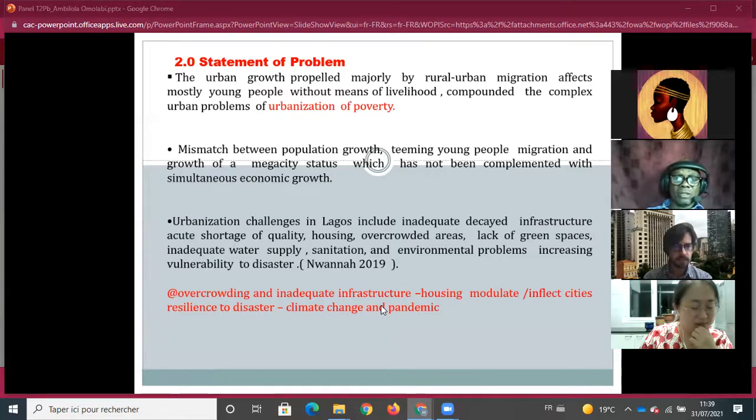Can you tell me when I should change the slide? Yes, I'm already ahead of the slide.